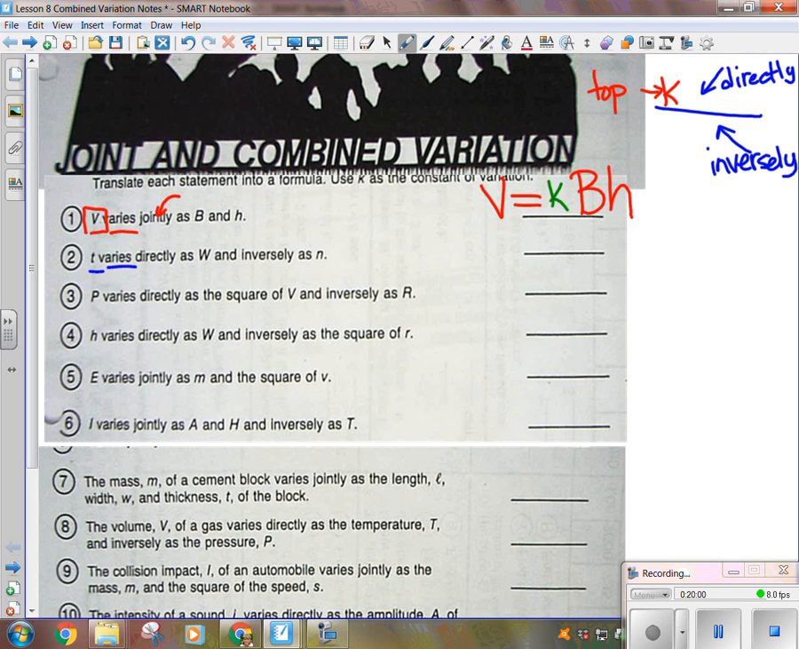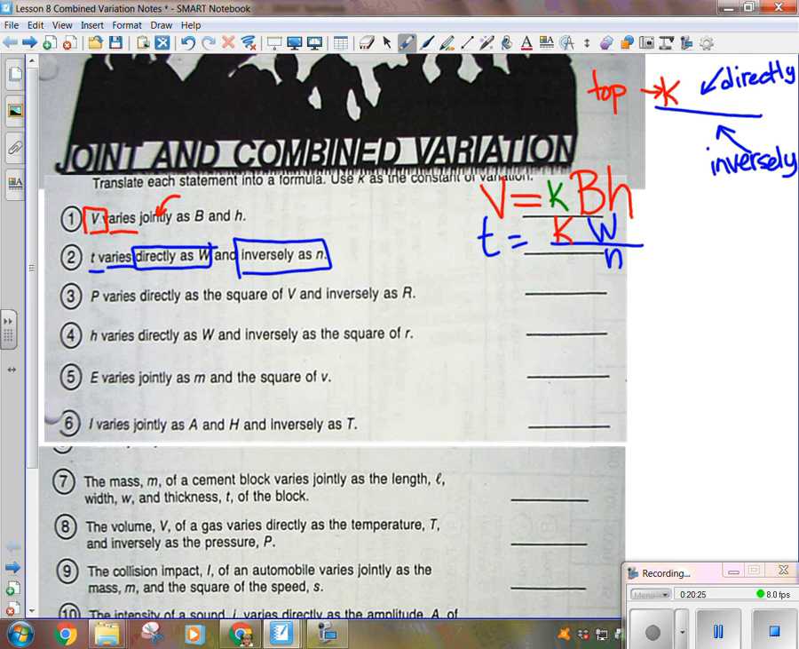Okay, guess what the next one starts with? T varies. T equals, this time it says directly as W and inversely. Ding, ding, ding. If I see the word inversely, what do I need in my equation? W over N, you're right, I need a bar. And guess where constant K gets snuck in at? Constant K goes on top with whatever letter's up there. You see how quick these can be?